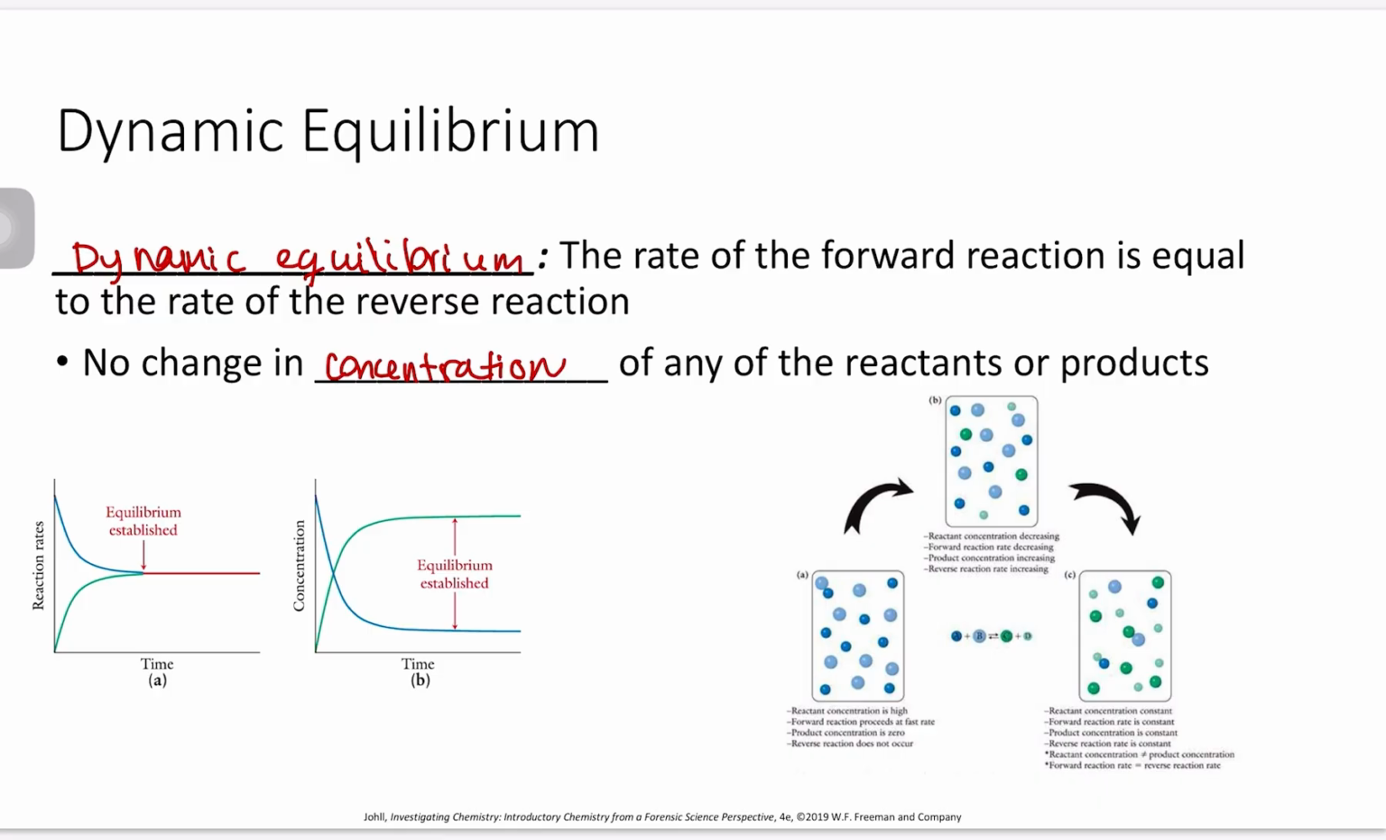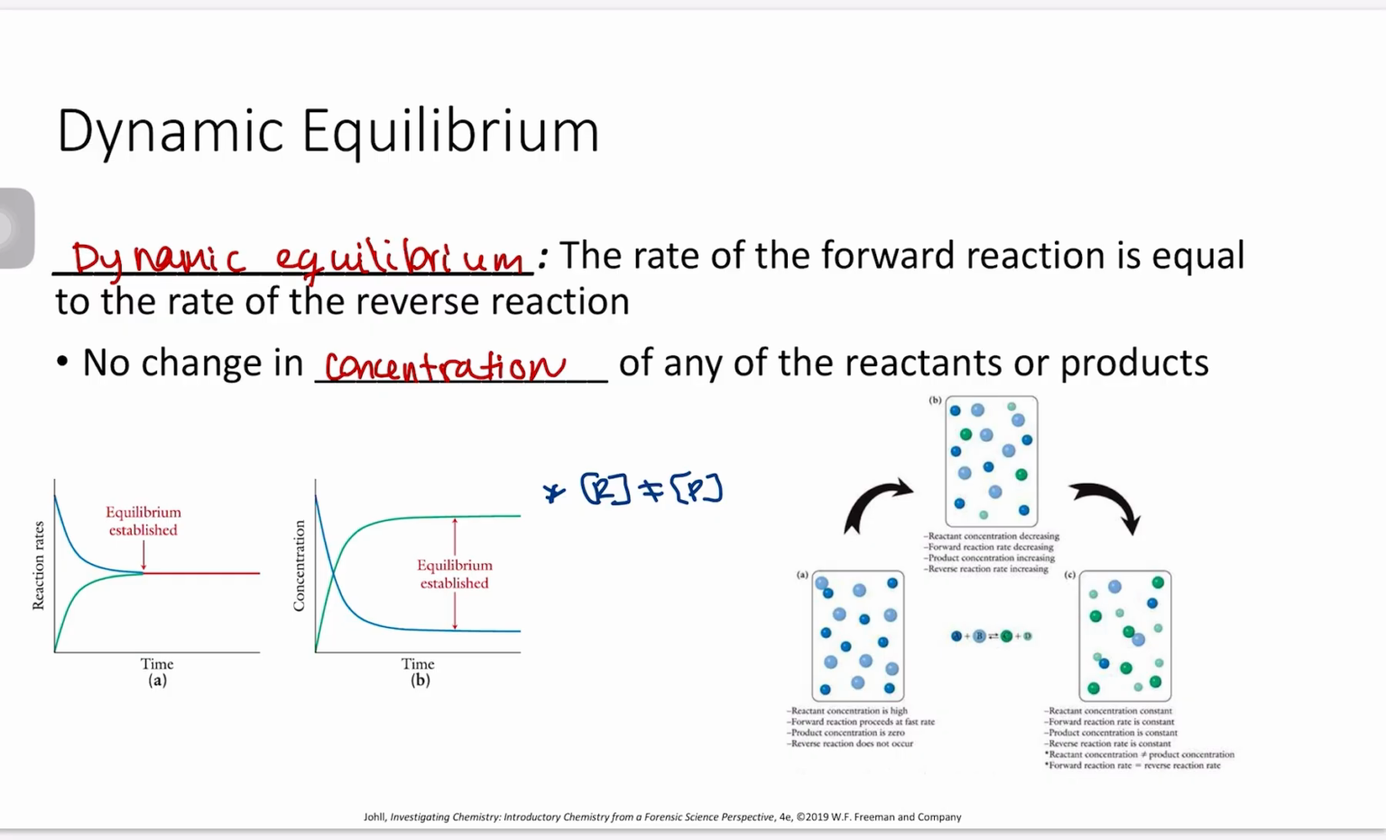What I want you to notice, though, is that the concentration of the reactants is not equal to the concentration of the products. That's not going to happen. They can be very different. However, the rate of the forward reaction is going to be equal to the rate of the reverse reaction at a dynamic equilibrium.